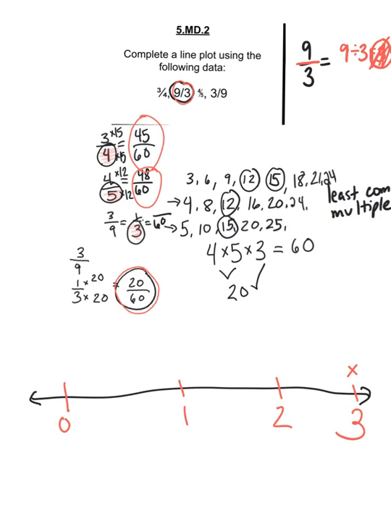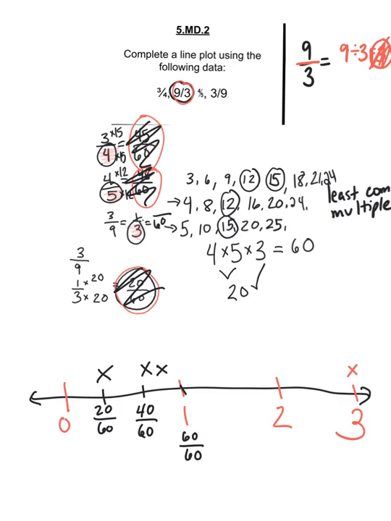Okay, so I think the way I'm going to divide up my space in between 0 and 1 is, let's see, 20 out of 60, 40 out of 60, and then one whole is going to be 60 out of 60. So 20 out of 60 goes here. 48 out of 60 is going to go approximately right there. And then 45 out of 60 will go approximately right there. That's kind of the best I can do. Sorry, guys. That one was really hard.